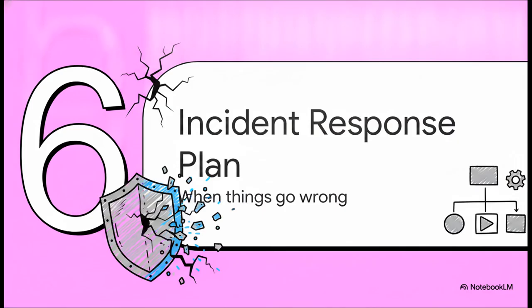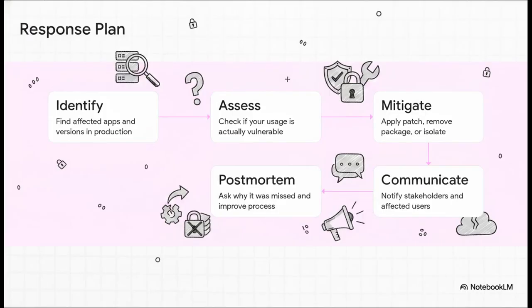Section 6. The Incident Response Plan. Look, even with the best defenses, when a dependency gets compromised, panic is not a strategy. You need to immediately follow a solid 5-step response plan. First, identify exactly which applications and versions are affected in production. Second, assess if your specific usage is actually vulnerable to the flaw. Third, mitigate. Apply the patch, remove the package entirely, or isolate the system. Fourth, communicate to stakeholders and notify users if data was at risk. And fifth, conduct a postmortem. Ask why it wasn't caught earlier and use that info to improve your automated scanning.